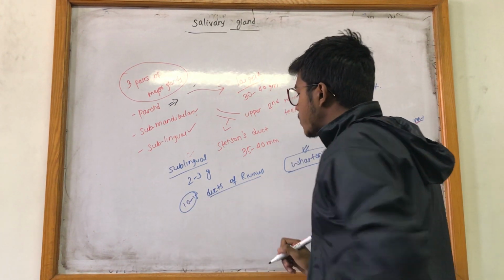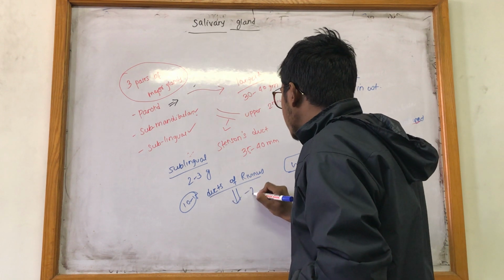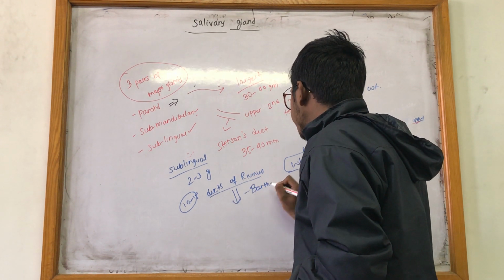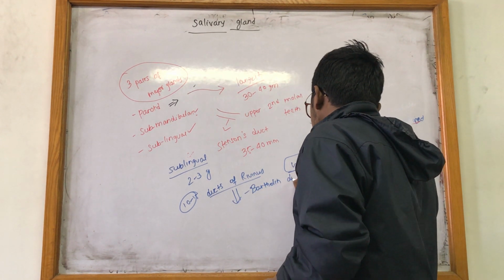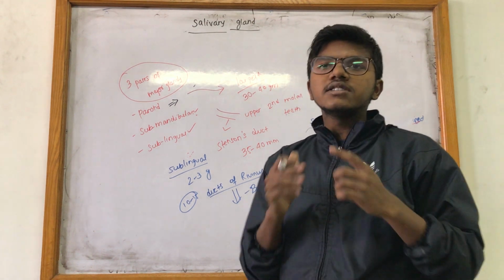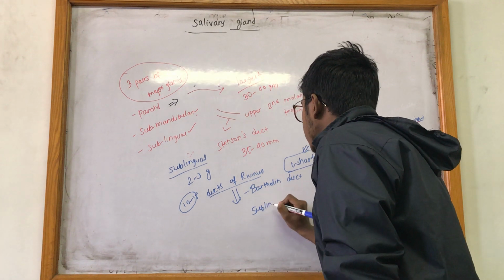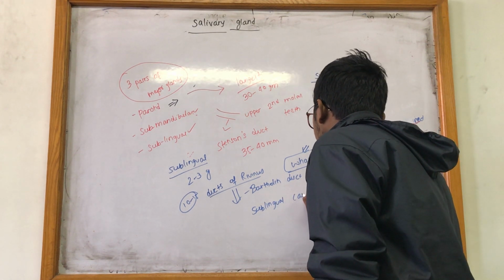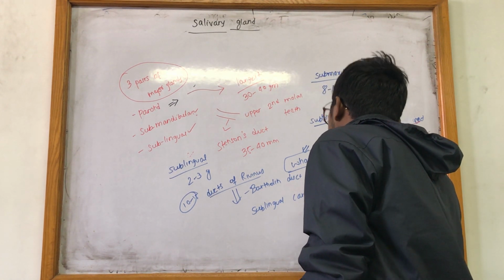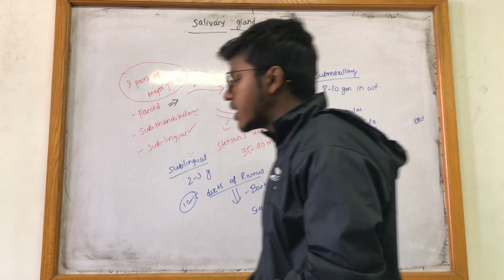One of the ducts of Rivinus is very large, that is known as Bartholin duct. It will also drain the secretions on the side of the frenulum, and this structure is known as sublingual caruncula. So this is all about the salivary glands.